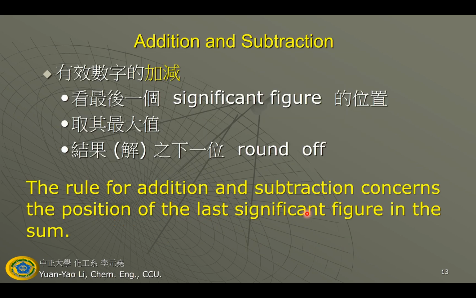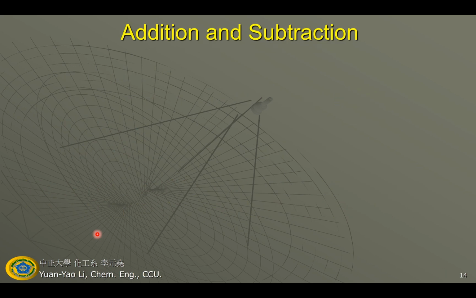There are rules. So first of all, let's take a look at the addition and subtraction. For addition and subtraction, you need to take a look at the position of the significant figures. The rule for addition and subtraction concerns the position of the last significant figure in the sum. You might not understand this, but don't worry. I'm going to give you an example.